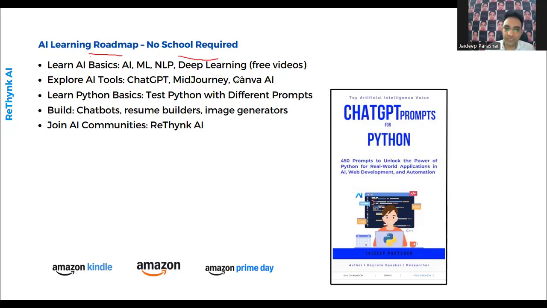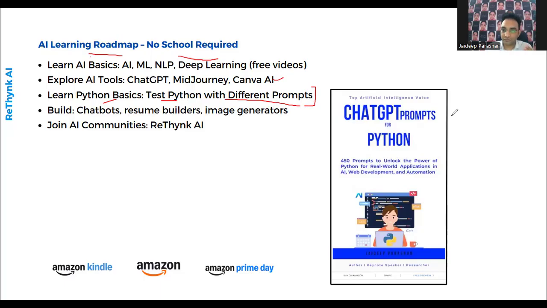explore these tools like ChatGPT, Midjourney, Canva AI, Notion AI, Leonardo AI, or Grok, or after Grok, you can try Gemini, Copilot. Just explore these AI tools, and these AI tools will help you a lot. Next, learn Python basics. Test Python with different prompts. There are people who still believe we need to learn Python in the traditional form. Basically, you don't need it.